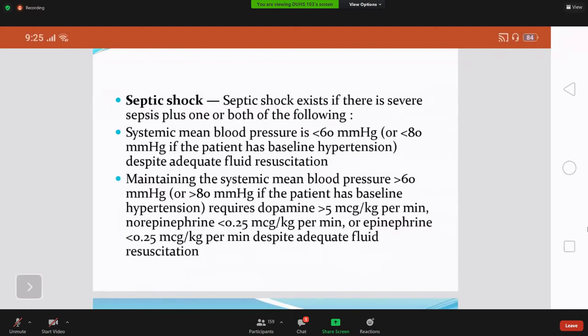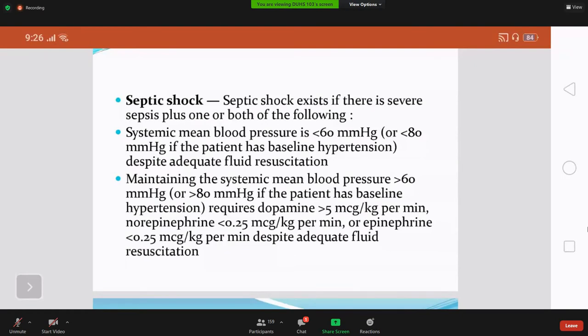Severe sepsis plus one or both of the following. And what are these signs? These are if the systemic blood pressure is less than 80 millimeters of mercury, or if it is less than 60 millimeters of mercury, or if it is less than 80 millimeters of mercury if the patient had baseline hypertension, and this blood pressure persists despite fluid resuscitation.